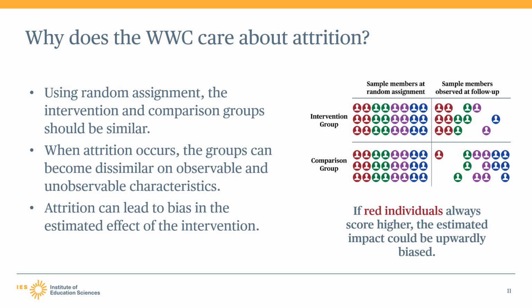Suppose an intervention actually has no effect on students' test scores, so the true impact is 0. However, it may appear that the intervention had a positive impact because of the students who remain in the groups after attrition. For example, imagine that the 6 individuals in each intervention condition shown in red in this illustration always score higher than all of the other individuals. There are equal numbers of red individuals in the intervention and comparison groups at random assignment, but at follow-up, the study experiences some attrition.